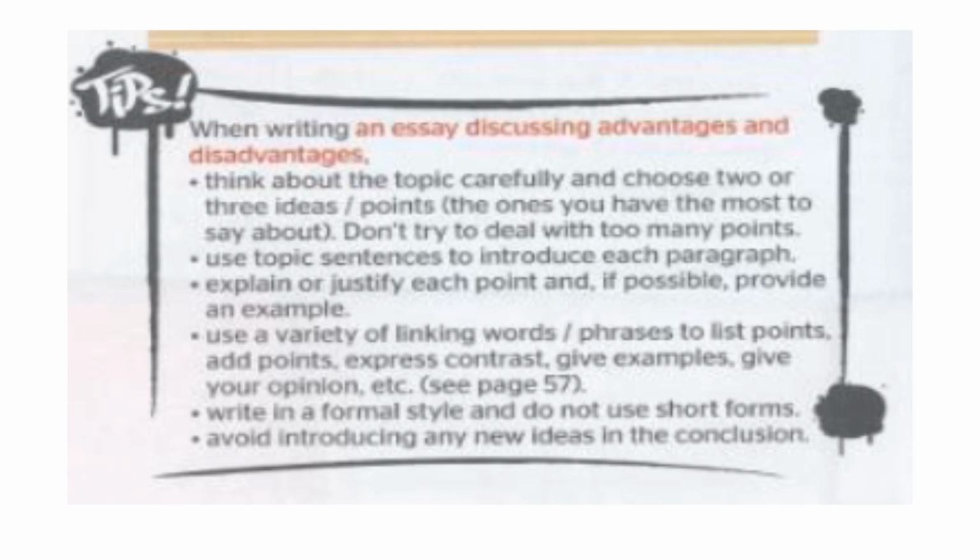When writing an essay discussing advantages and disadvantages, think about the topic carefully and choose 2 or 3 ideas or points. Don't try to deal with too many points. Use topic sentences to introduce each paragraph, explain or justify each point. Provide an example, use a variety of linking words, the sequence connectors, remember? Okay, and express contrast, give examples, give your opinion, write in a formal style, and do not use short forms. Avoid introducing any new ideas in the conclusion.